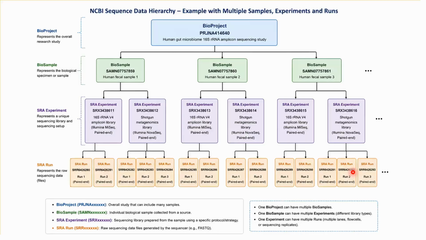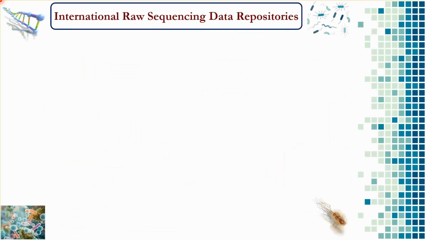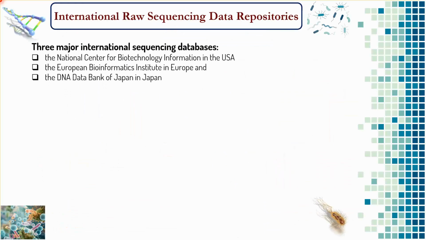So the hierarchy flows like this. A Bioproject contains multiple biosamples. Each biosample can have multiple experiments, and each experiment can contain multiple runs. Although this diagram shows multiple runs under some experiments for illustration, in real-world datasets, many experiments actually contain only a single run. The important point is that an experiment represents the sequencing library, while a run represents the actual sequencing output files.